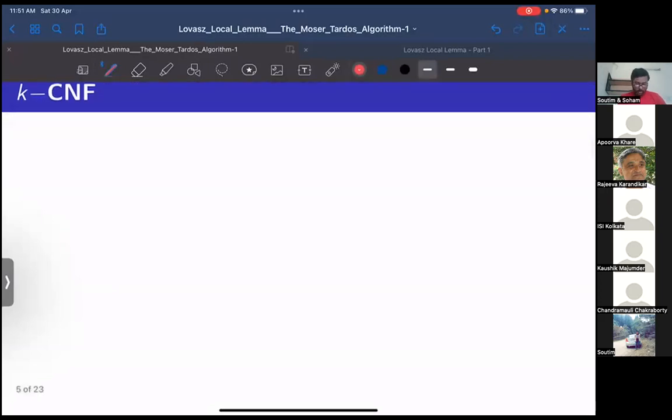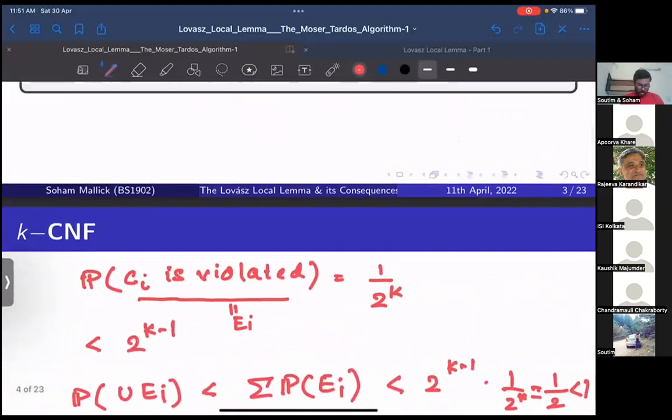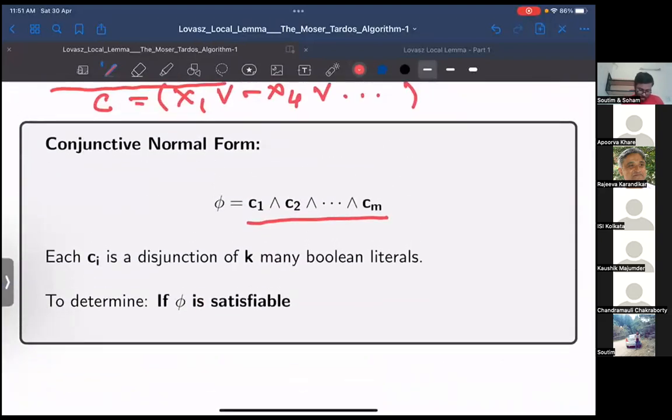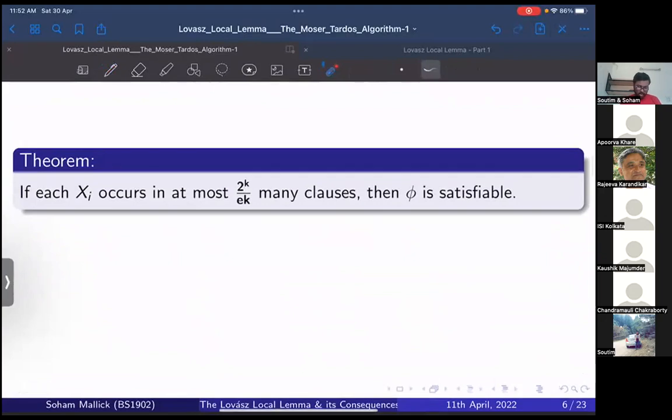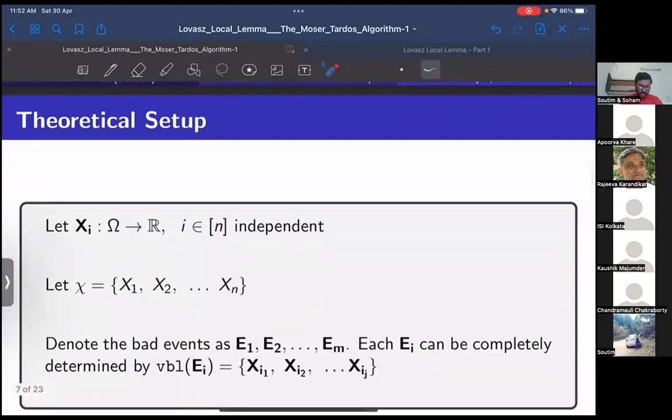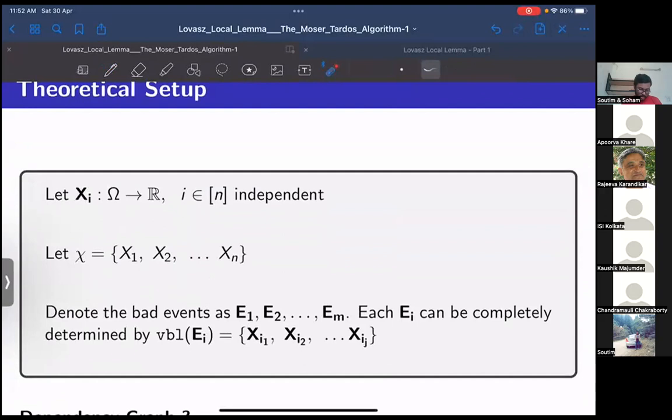So what is that? Let's see. If we come back, each of these clauses is only dependent on some variables, some Boolean variables. That is what will serve as the motivation. This was the result that I just proved: if each xi occurs in at most this many clauses, then phi is satisfiable. So we'll lay down this theoretical setup. Given xi independent and the bad events E1 to Em, if each Ei can be completely determined by a subset of these variables, as was the case in the k-CNF example, then we have a very strong algorithm.